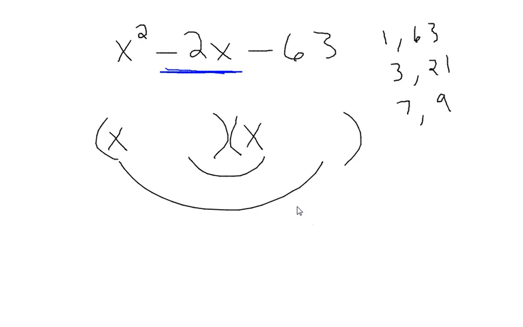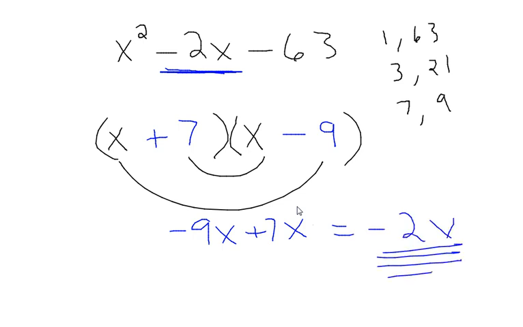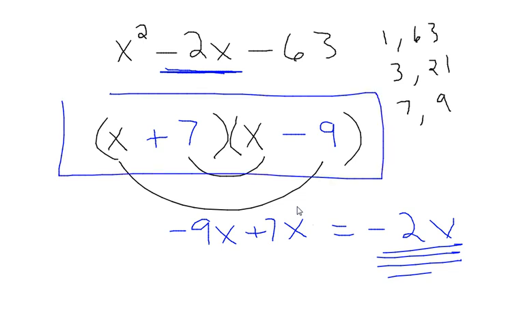Now I would try another combination. So let's say that I'm going to try a plus 7 minus 9. Again, I'm going to check my O and my I. My O gives me minus 9x. My I gives me plus 7x. Together that's a minus 2x. Okay, that is the correct answer, which means what I have here is the way that you would factor that polynomial into two binomials.